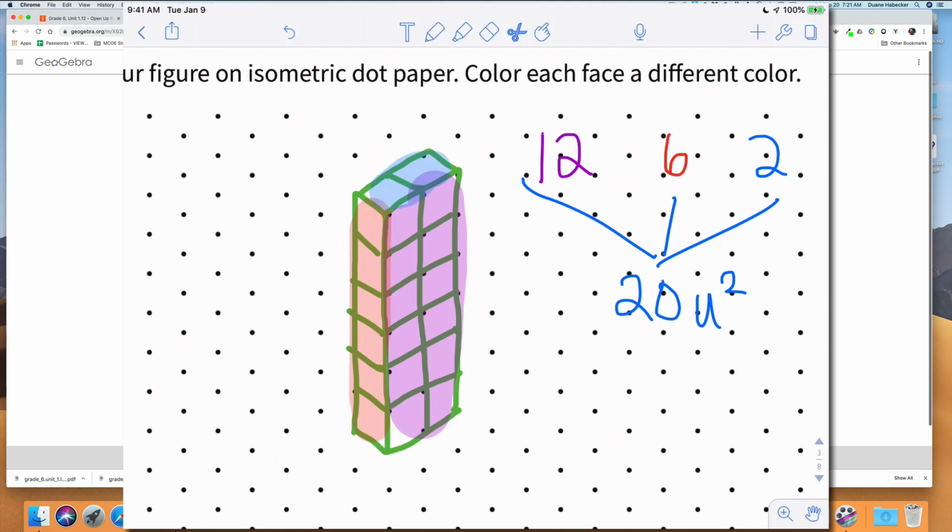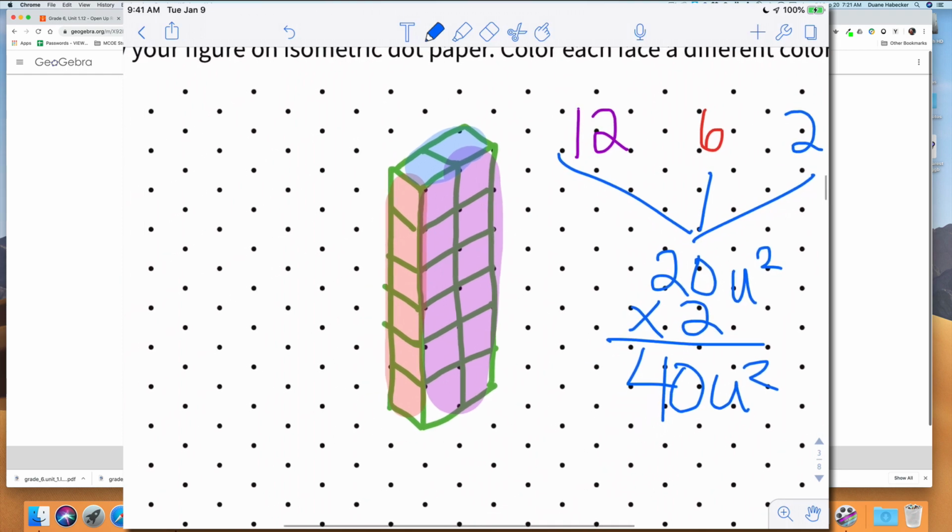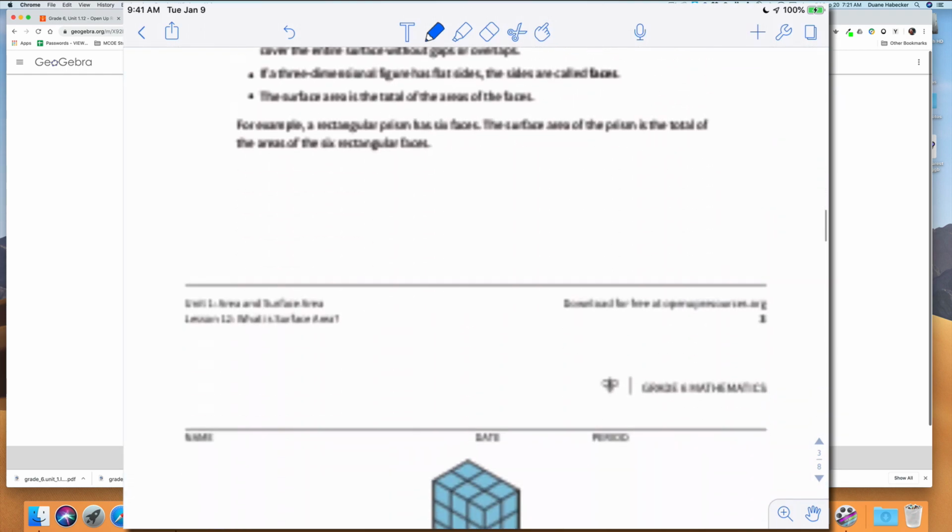Each of those has a partner. This front has a back here, this top has a bottom down here, and this side has a partner on this side, right? So we would take that 20 times 2, and that's how we got our 40 square units. So that's beautiful. That's really cool.